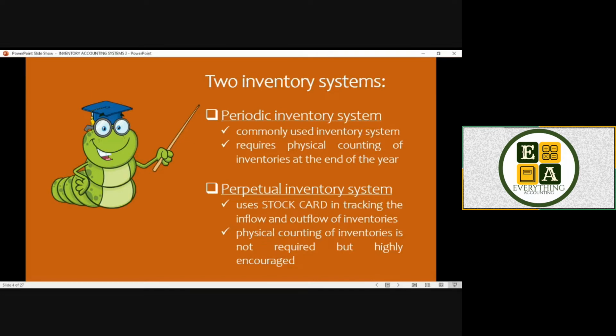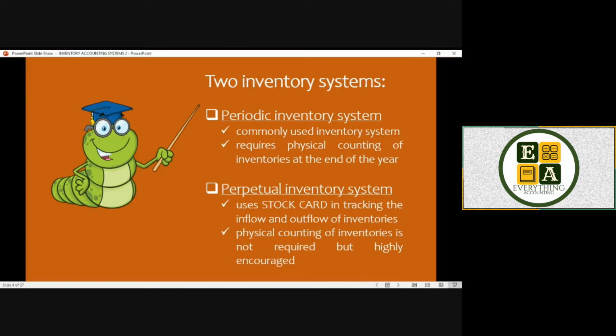Si perpetual kasi, kapag yung transaction is a purchase, hindi siya nagde-debit ng account na purchase or purchases. Yung ginagamit niya is diretso na agad dun sa inventory account. Again, yung inventory account mo magdedepende kung ano yung business concern mo.